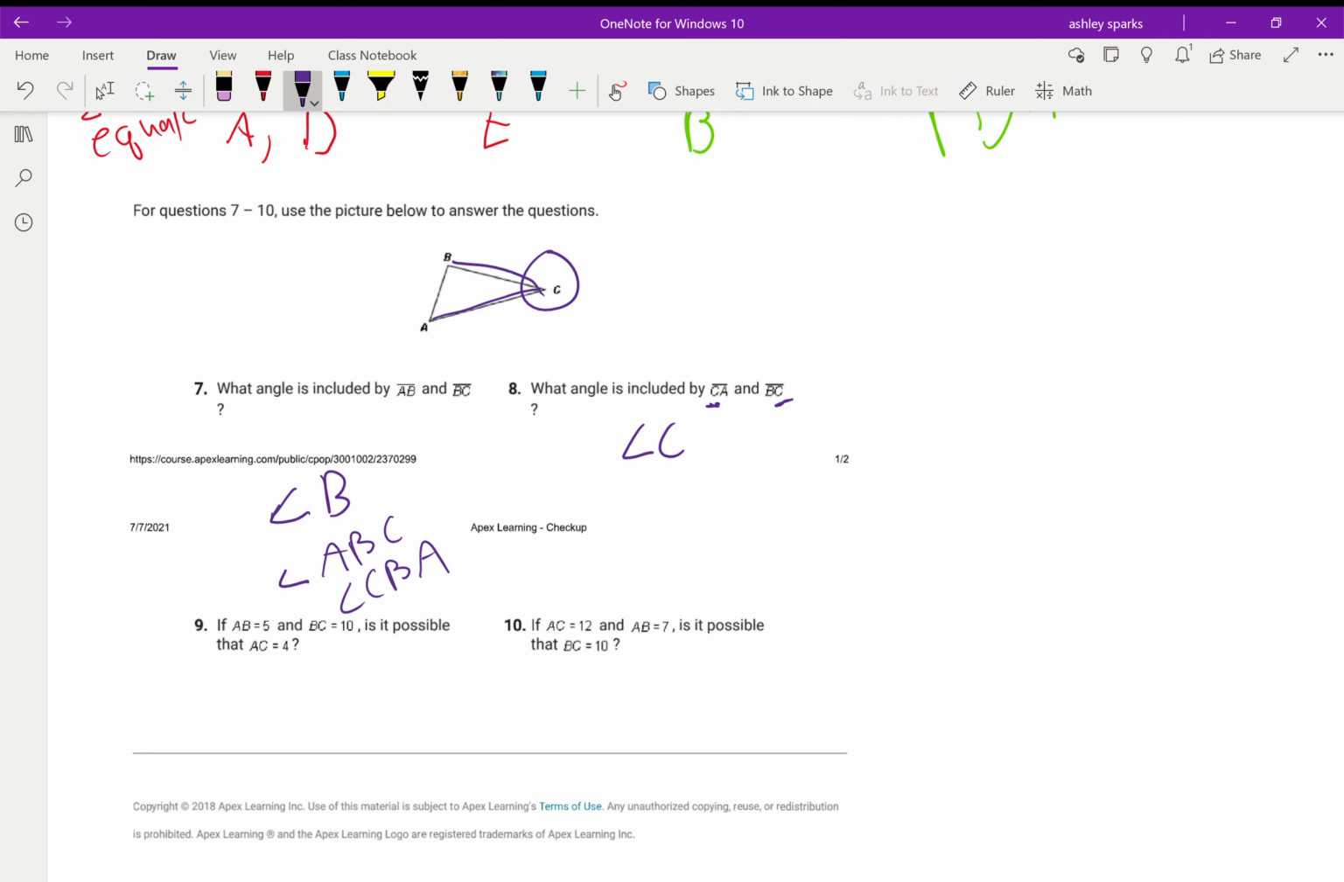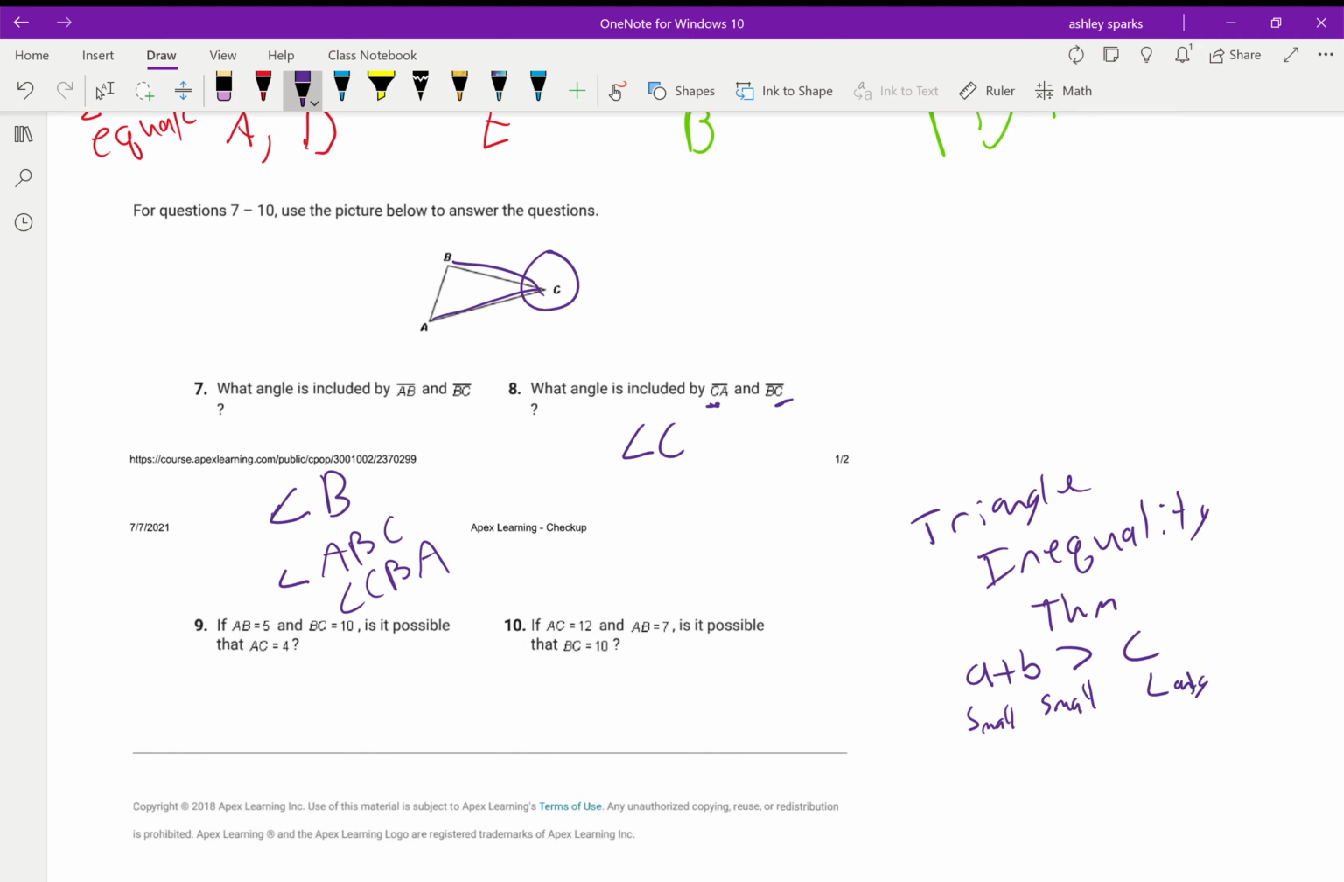The last two deal with our triangle inequality theorem. This theorem is pretty easy. It states that if your two small sides are bigger than the biggest side, so small, small, large, then you have a triangle. Then a shape is a triangle. So what does that look like in practice?